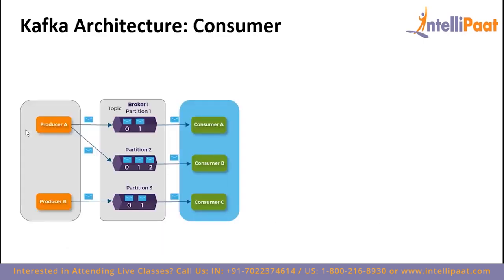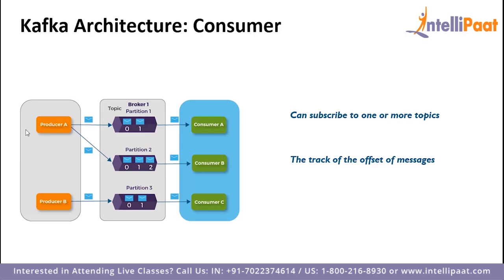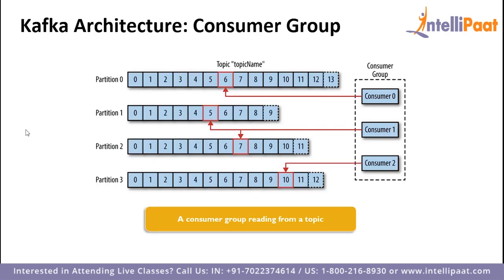Now let's look at the working of consumers. The consumer can subscribe to one or more topics and reads the messages in the order they were produced. It keeps track of the messages it has already consumed by keeping track of the offset of messages. Messages with the same key arrive at the same consumer. The consumers work as part of a consumer group, which is one or more consumers that work together to consume a topic. The group assures that each partition is consumed by only one member. As the figure shows, there are 3 consumers in a single group consuming a topic.